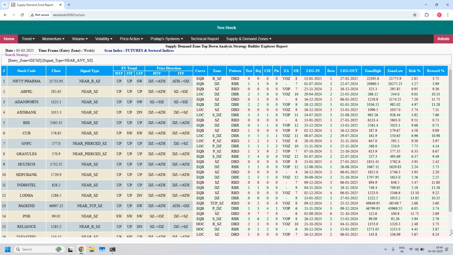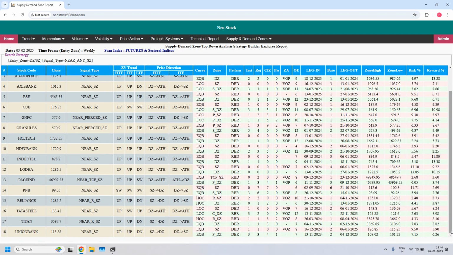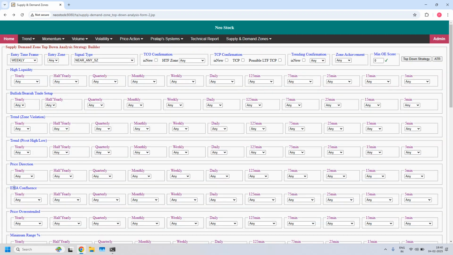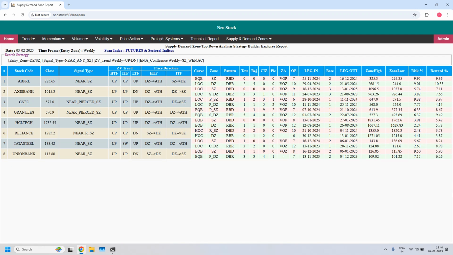I am scrolling the list down. So total 18 stocks. Because the list is big, if you want to further filter, you can filter based on the EMA Confluence. Let me set EMA filter. So in the EMA Confluence, weekly time frame, and a weekly supply zone having weekly EMA Confluence, and trend on the weekly time frame is either up or down. With these filters, list has come down to 8.